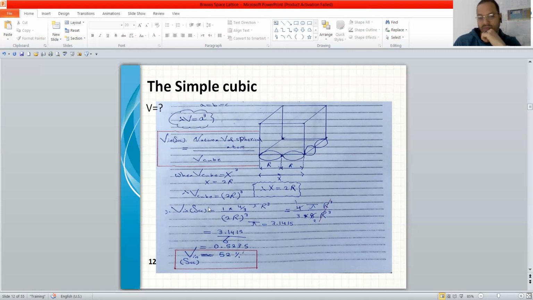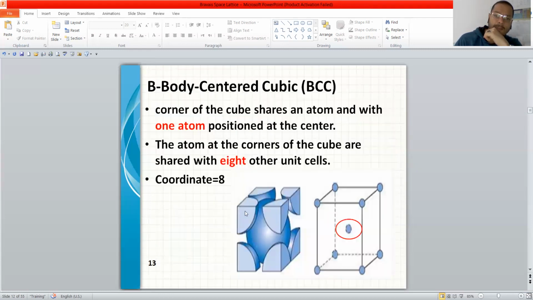Let's calculate all of that. And here we will put pi equal to 3.141, and the result at the last, 0.523, equals approximately 52%.